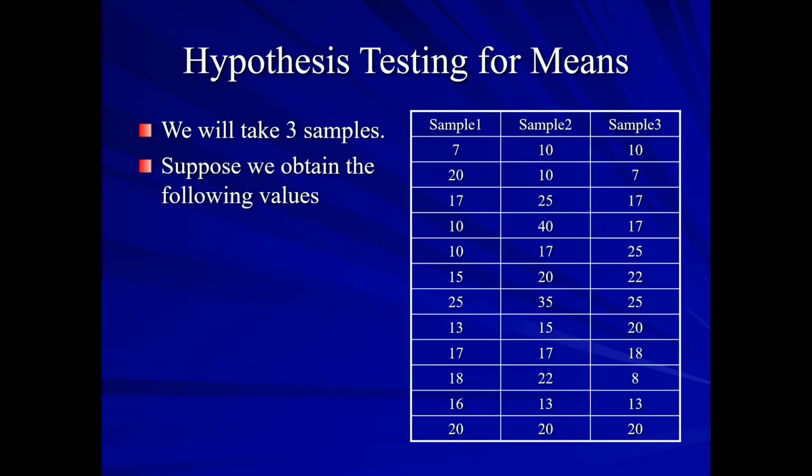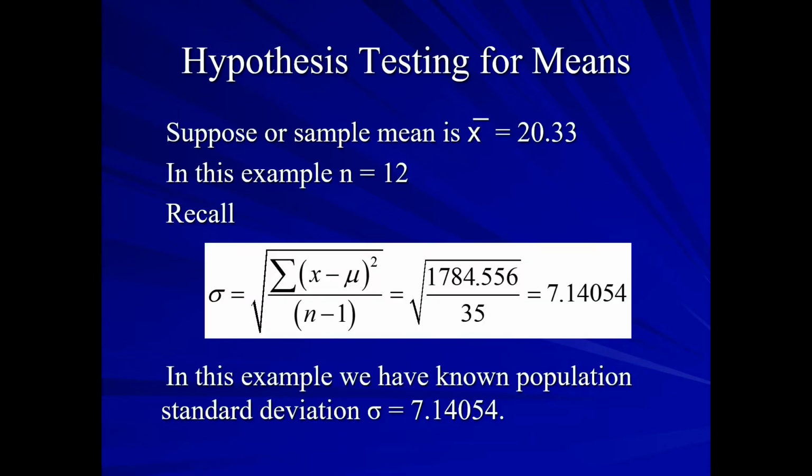Now, you'll recall, we took 3 samples and obtained the following values. We're only going to look at 2 of these. We're not going to do a hypothesis test for all 3. In our first example, let's suppose that our sample mean x bar is 20.33 minutes. Recall in this example, n was 12. Also recall we had a known population standard deviation value of 7.14054.